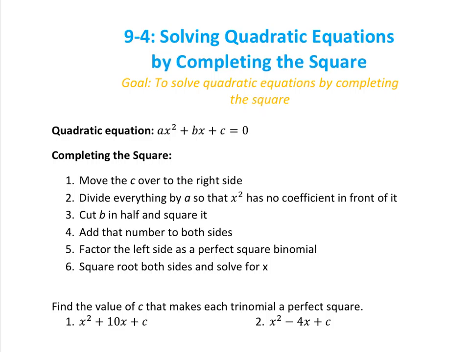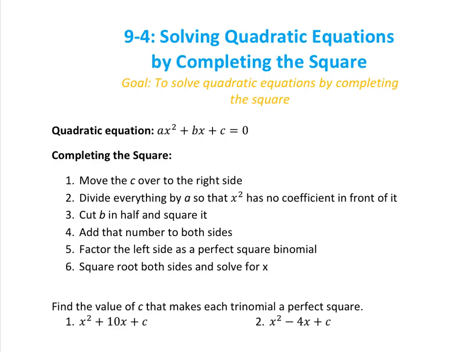Hey guys, so for the rest of this chapter, 9.4 and 9.5, we're going to learn how to solve quadratic equations when it doesn't work out perfectly with numbers that factor. Everything we've done so far has been the easy ones, when they factor. This is what happens when you get weird numbers that don't quite do that. So I'm going to teach you two different ways to do this.